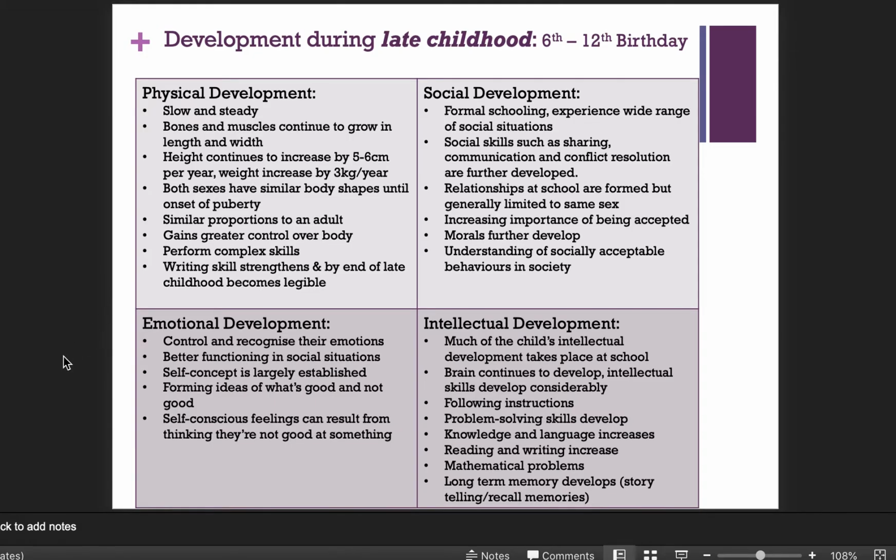In terms of emotional development, controlling and recognizing emotions is starting to become more trial and error, and they're starting to learn a lot more about what's right and what's wrong. Having some different self-conscious feelings, thinking maybe I'm not good enough at this, I need to try harder, and that's where nurturing that side of them can really help with their mental health later on. Finally, in terms of intellectual development, massive amounts of problem solving skills here, reading and writing, and it can grow fast or slow from person to person. Understanding mathematical problems and reasoning, and developing a long-term memory, storytelling, recalling, I remember when this happened, I remember when this happened.